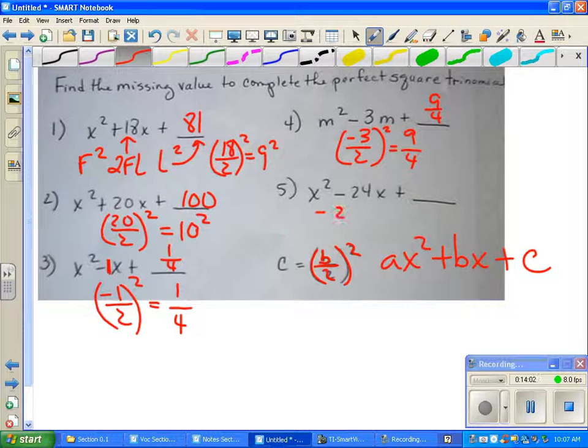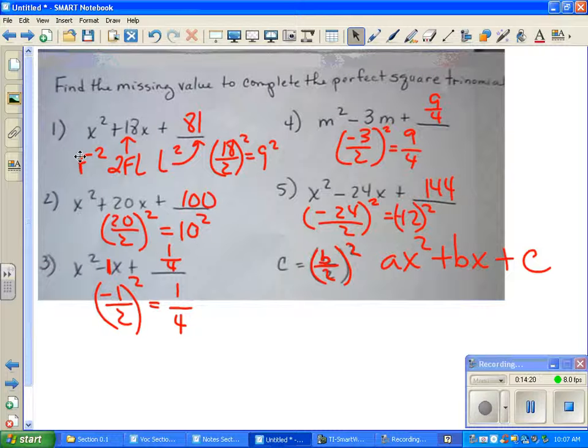So on number 5, if you take and divide by 2, you'll get 12 squared. And the negative doesn't matter because negative times negative makes a positive. So 12 times 12 is 144. I don't pay any attention to the negative. You'll notice every one of these problems had a plus at the end of it because it can't be negative. If you take a negative times negative, you always get a positive. So you're just trying to fill in the blank to make it into a perfect trinomial.